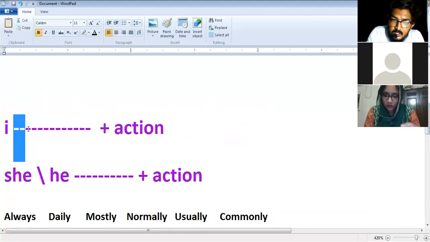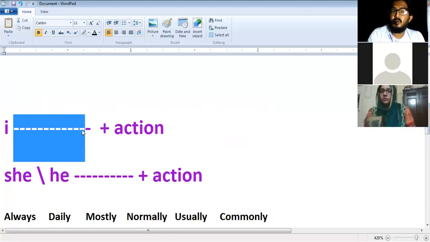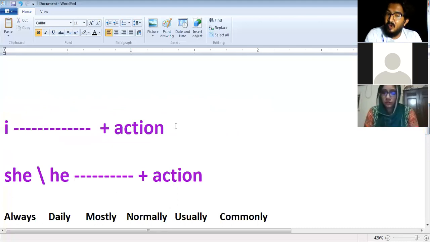You know this line, I, and then here I always go to cinema. If we say I go to cinema always, it will not sound appropriate. I go to cinema normally. I go to cinema daily. Daily is fine. You can use daily at the end. But the rest of them, you should not use at the end. You should use them after the subject, like after I, after he, or after she.